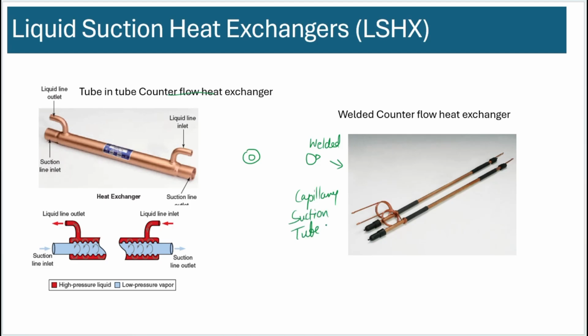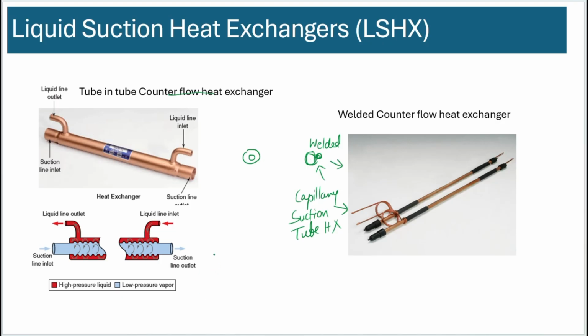This is most likely a capillary suction tube heat exchanger. Those are typically of this type. They're welded like this because, believe it or not, this is a more energy efficient heat exchanger when the tubes are of much different size and you're talking about a capillary tube. If you put a capillary tube in the center, it will not be very efficient heat transfer. On the other hand, if you're talking about a liquid line and the suction line, then a tube in tube is a better design.